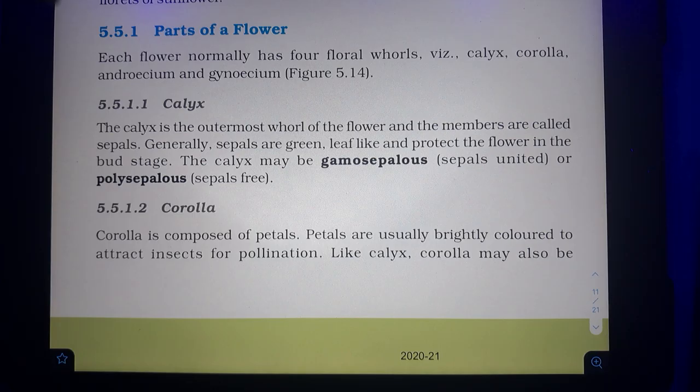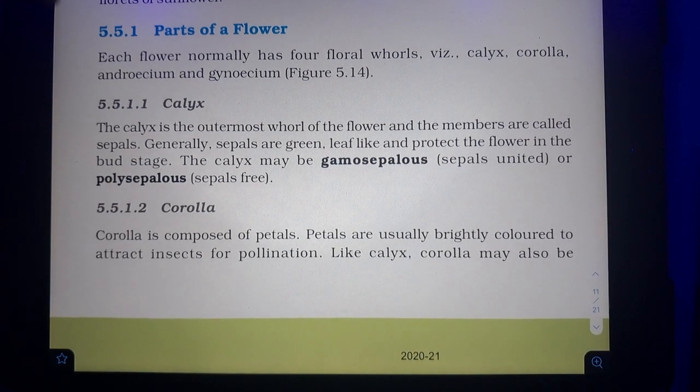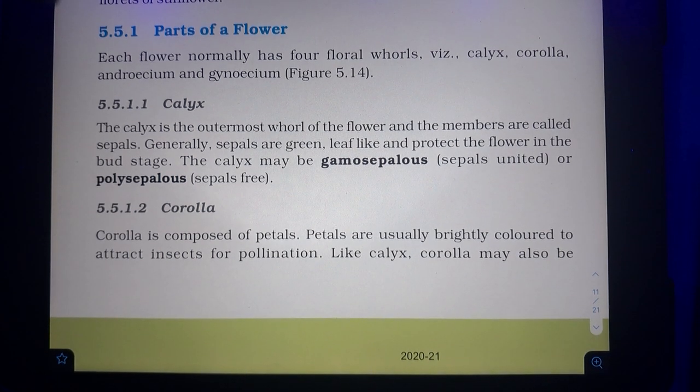The calyx may be gamosepalous. Gamosepalous means the sepals are united, while polysepalous means the sepals are free.